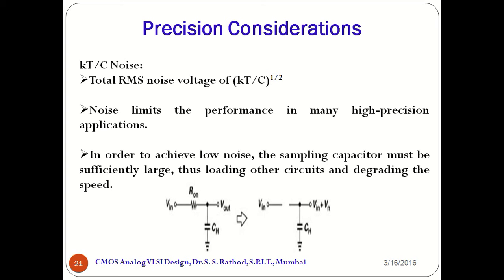The last mechanism is the noise. Now we are using the switch as a resistor. It has an R on which charges a capacitor, and hence it will also give rise to a total RMS noise voltage of square root of kT by C.